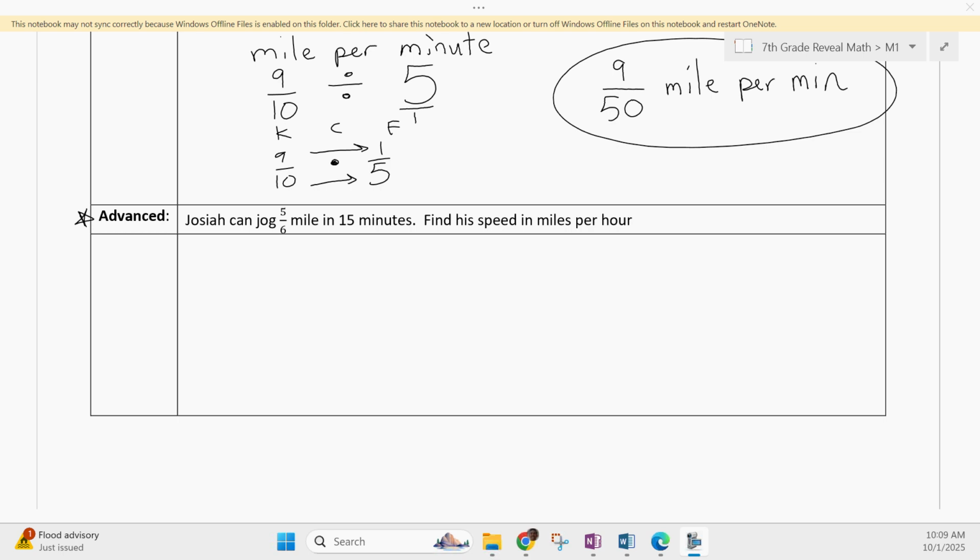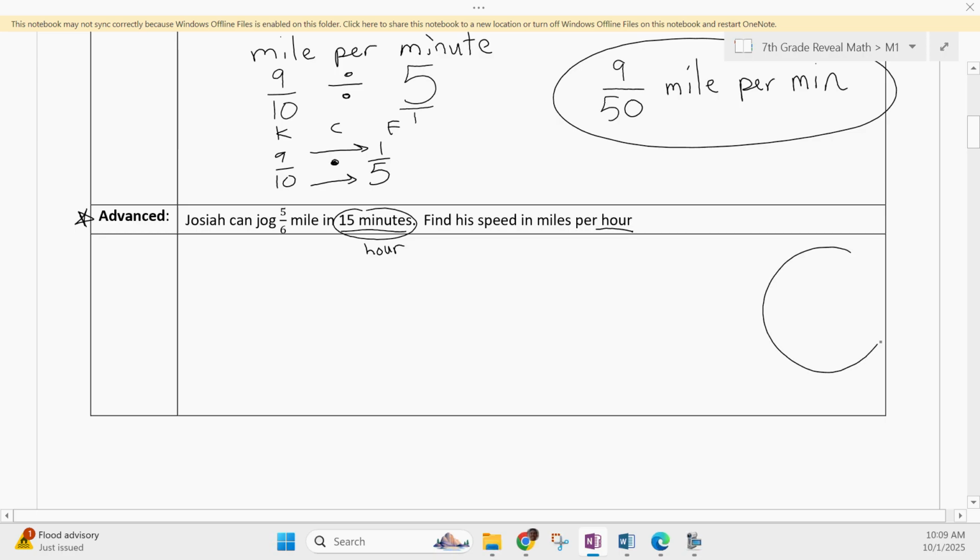All right, this is advanced because it says 15 minutes here, but the rate they want is in hours. So we have to convert. How many hours is 15 minutes, or more specifically, what part of an hour is it? It's not going to be a whole hour. So what part of an hour is that? I suggested looking at a clock, but people already had their ideas. Anybody have a good way to figure it out or know the answer? Chase?